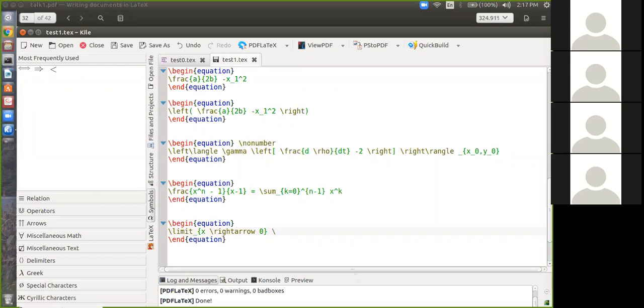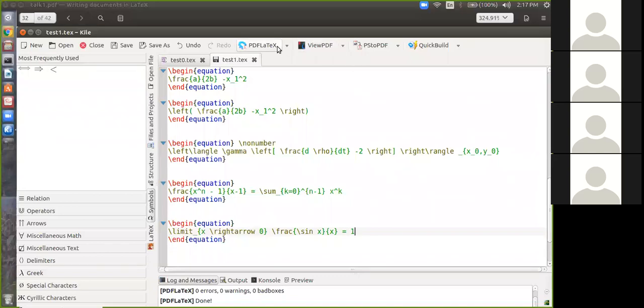So write slash frac, fraction, slash sin x by x. This will give you 1 is equal to 1.